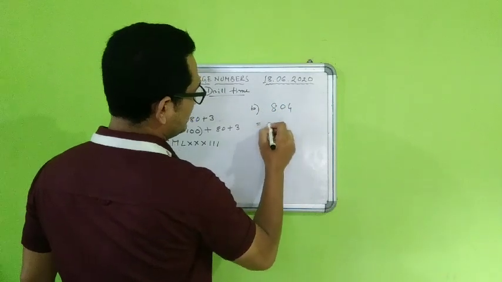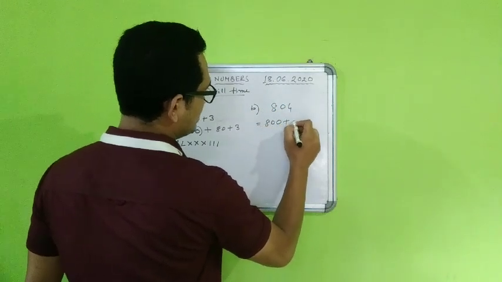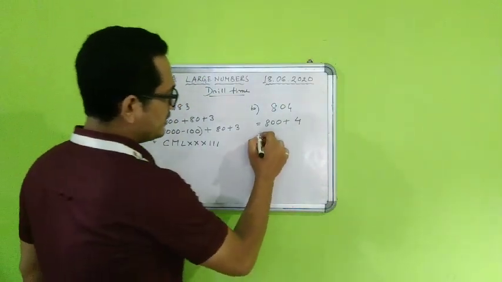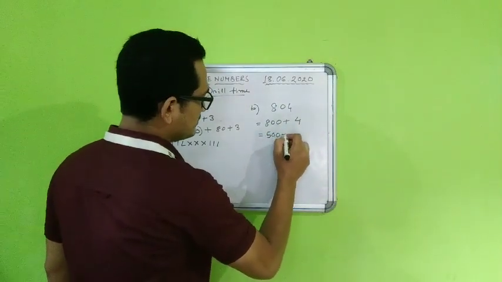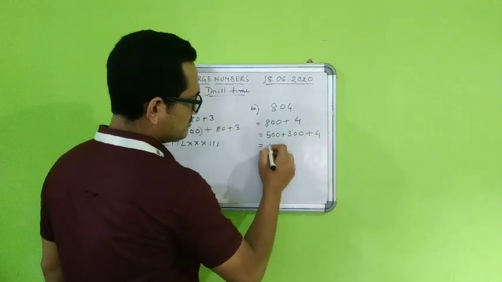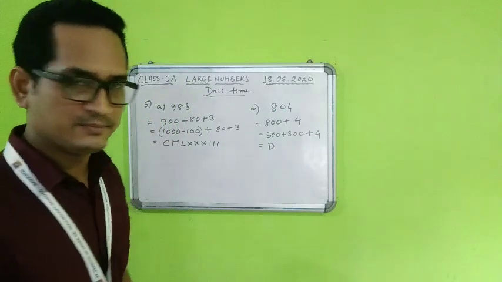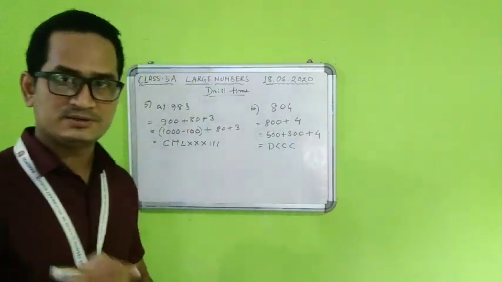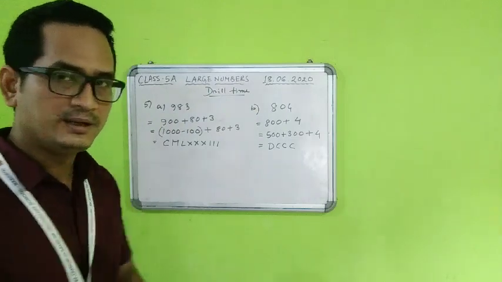804, let us break it first: 800 plus 4. Now 800 we can write as 500 plus 300 plus 4. 500 means, students, it is D. We have a direct symbol. 300 means we can write C, C, C, because 3C means 100, 100, 100. So it will be 300.